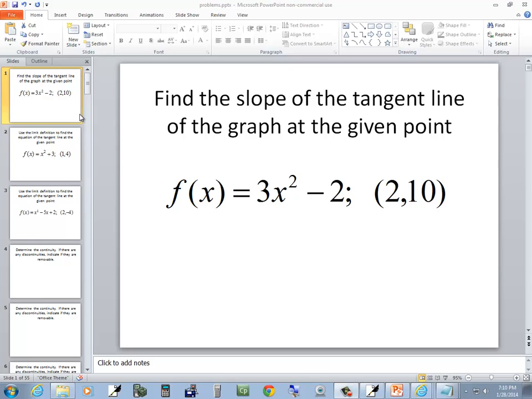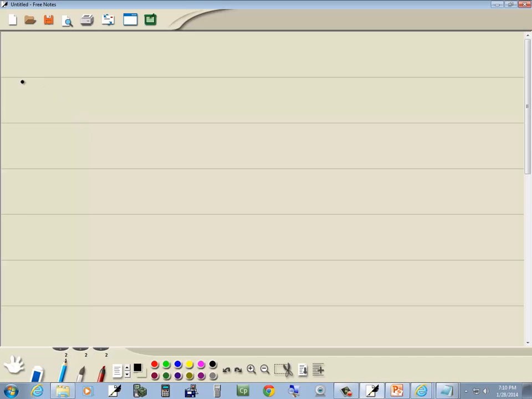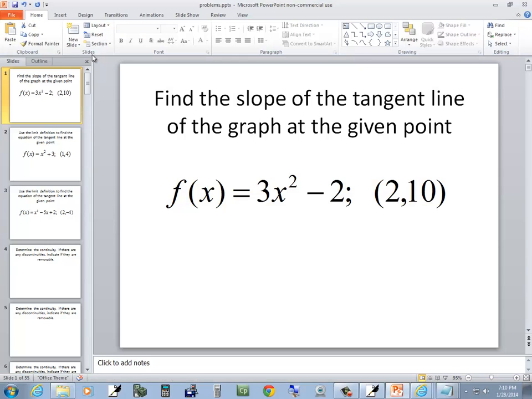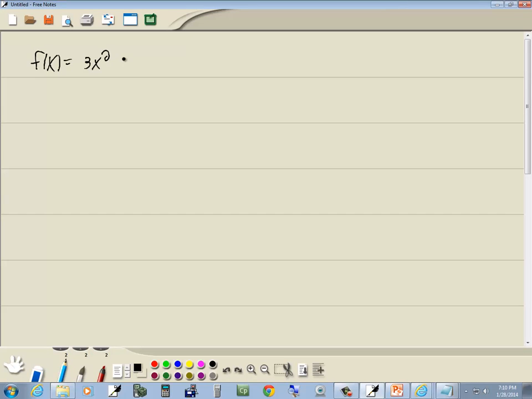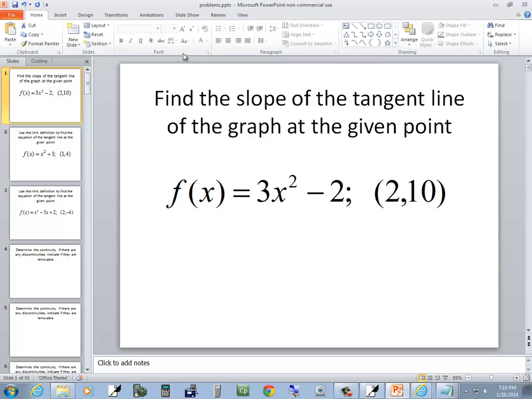Let's take a look at this problem. We've got f(x) is equal to 3x squared minus 2 at the point (2, 10). And the instructions are to find the slope of the tangent line of the graph at a given point.